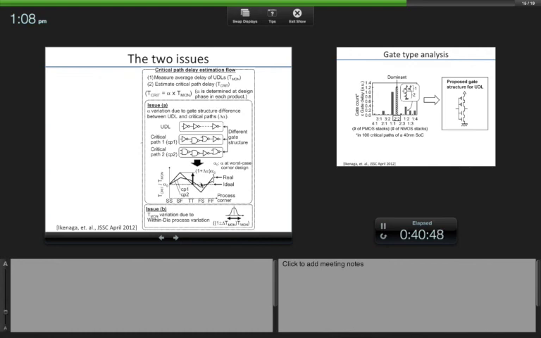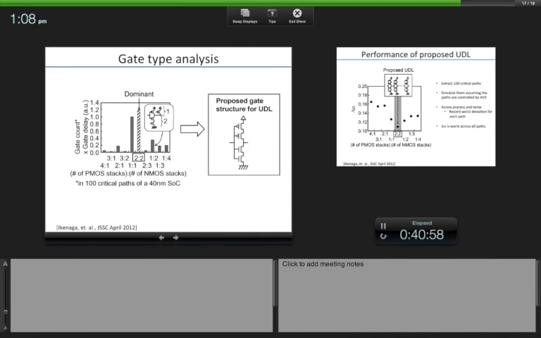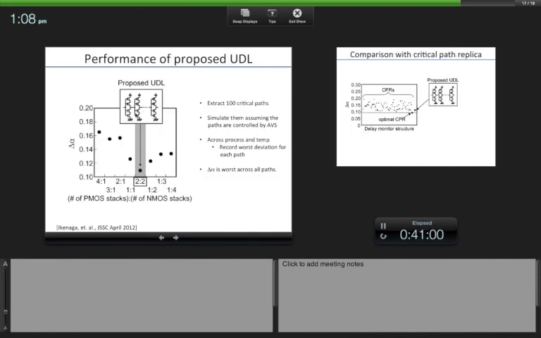If it were to track perfectly, the ratio of your delay line with the critical path delay would be the same for all the critical paths, but you cannot expect that to happen. There will be some deviation, but the deviation is the least if they use this, because most of the critical paths seem to have a 2:2 type stacking structure, so it matches the best, is what they are saying.